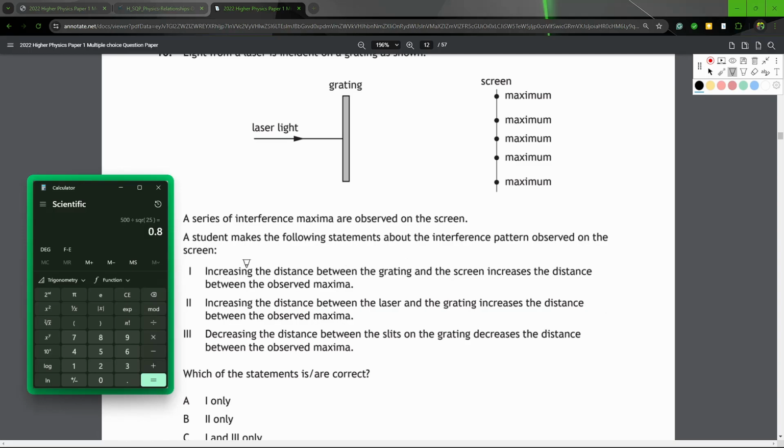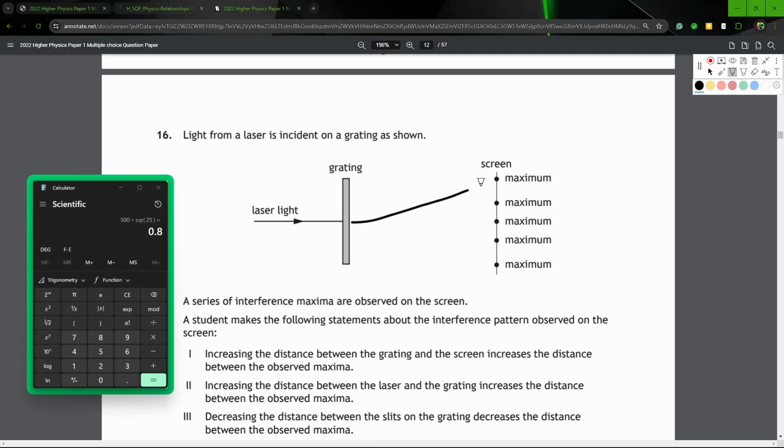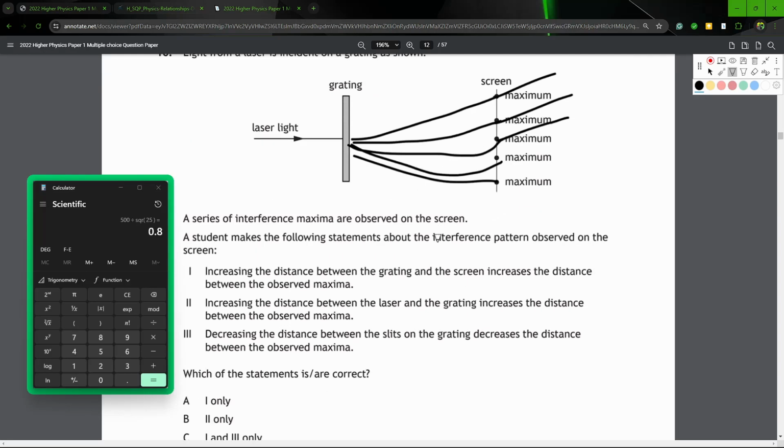Okay, well let's think about it. Increasing the distance between the grating and the screen increases the distance between the maxima, and that makes sense because effectively you're getting lines jutting out here. So if your screen's further back, these will continue to diverge, right? And you'll get further and further apart. So 1 is correct.